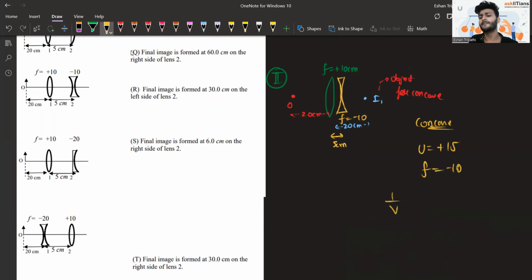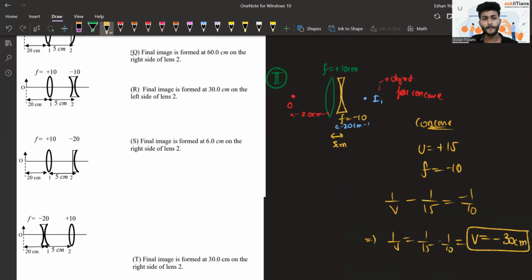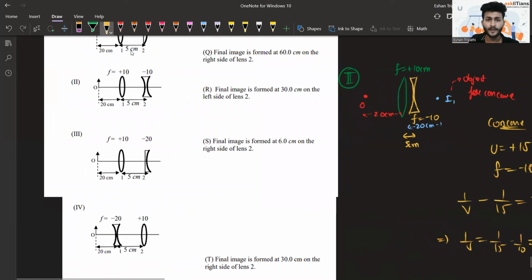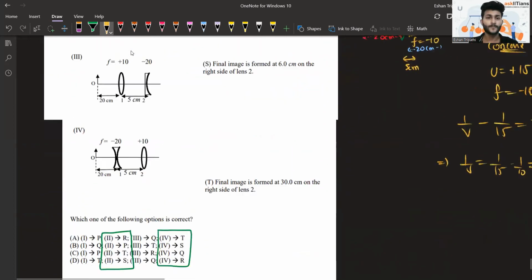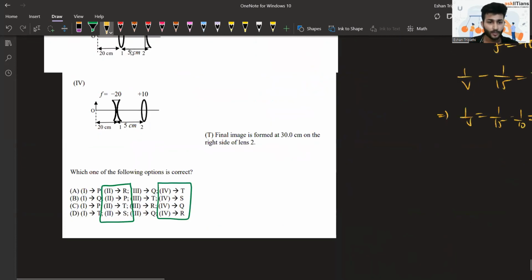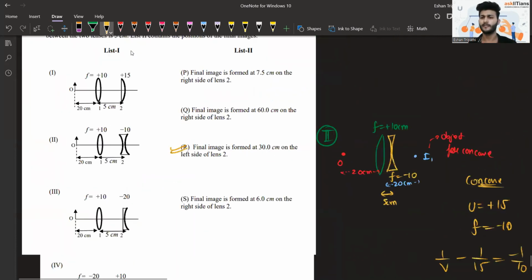So I'll use 1 by V minus 1 by U is equal to 1 by F. When we solve it, 1 by V is 1 by 15 minus 1 by 10. This comes out to be minus 30 centimeter. Okay, so 30 centimeter to the left, R must be the correct answer for this question. So if second is being matched to R, then A is the correct answer for this question. And that's it. Very, very simple question.